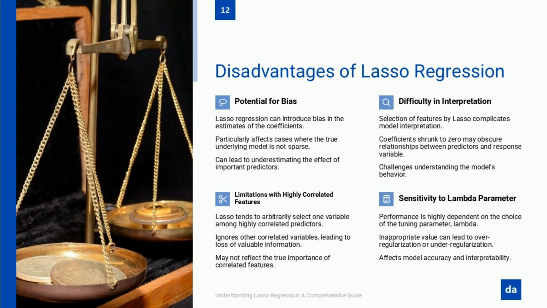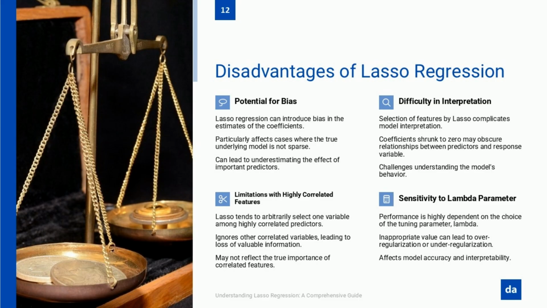But what if we want the best of both worlds? That's where elastic net regression comes in. Elastic net combines both L1 and L2 penalties, allowing us to shrink some coefficients while completely eliminating others. It's particularly useful when we have a mix of correlated and irrelevant features, and we need a flexible way to handle both.